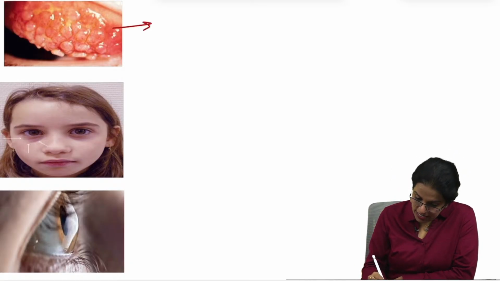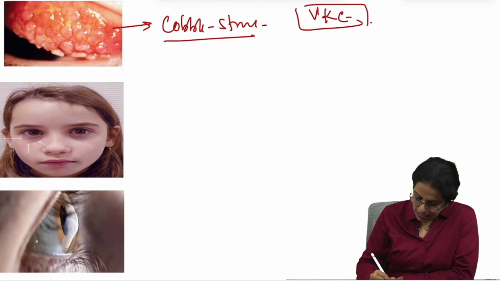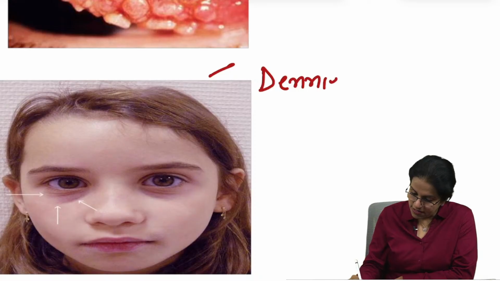What you are looking at here is your cobblestone appearance, isn't it? So, we are talking about vernal keratoconjunctivitis. And if you look here, what are these? Denny Morgan folds. This is showing you these lines that form below the eye due to too much rubbing. These are called Denny Morgan folds.